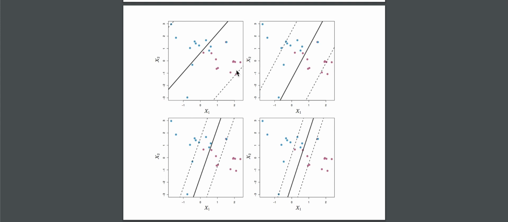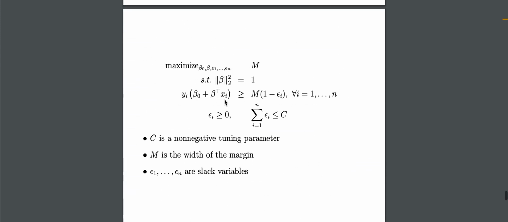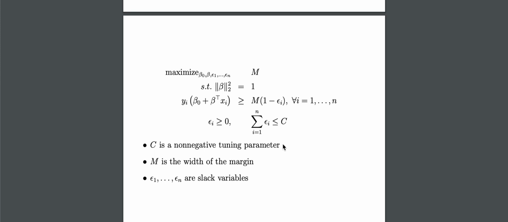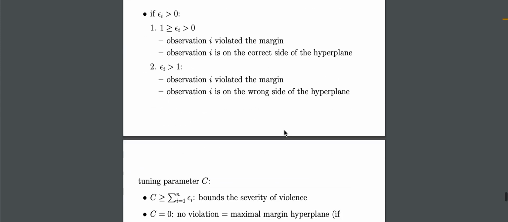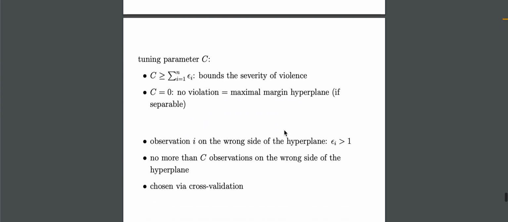So the last thing we talked about was that in support vector machines, this is the type of optimization that is being solved. C is a non-negative tuning parameter. C bounds the severity of the violations. C equals 0 means no violation, and we get the maximal margin hyperplane if the data is separable.